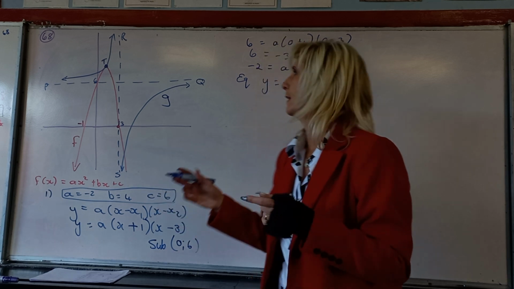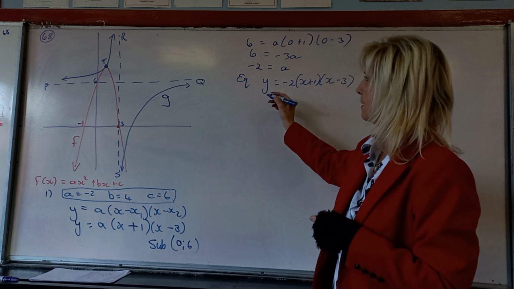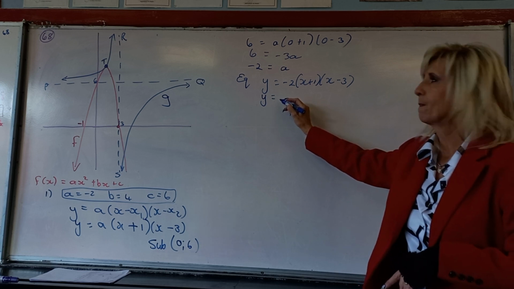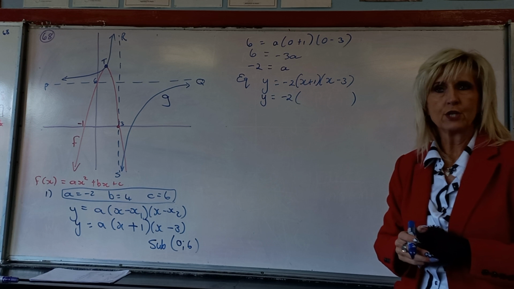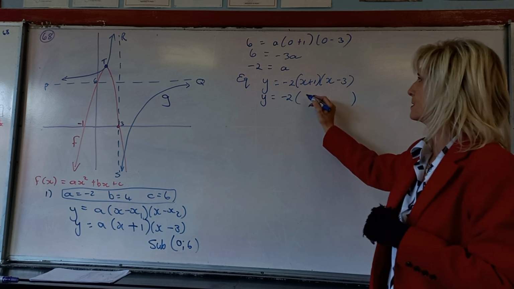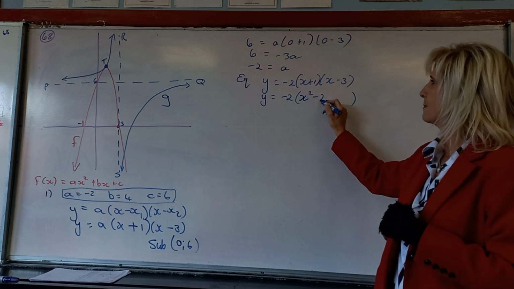Just take note of that. So if I want it in the form ax squared plus bx plus c, I need to times this out. Rules. What do you times out first? The FOIL. First you do the FOIL, then you times out the minus 2. Good maths organization skills. So you've got x squared plus 1x and minus 3x is minus 2x.